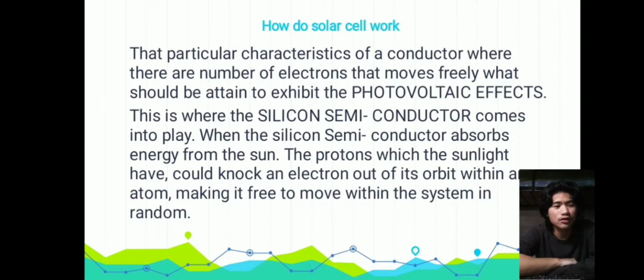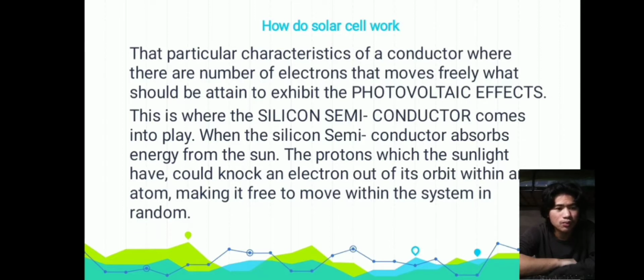So, dito na papasok yung silicon semiconductors. The silicon semiconductor absorbs energy from the sun. So, yung silicon semiconductor daw is na-absorb niya yung energy from the sun.